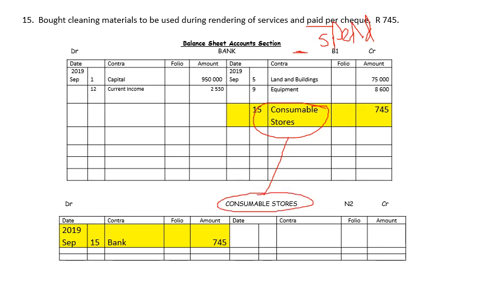The date, remember it is an expense. I'm just going to write EXP for expense. Expense increases on the debit side, decreases on the credit side. So consumable stores being an expense increases if we buy more consumable stores on the debit side of consumable stores. Double entry principle means every debit needs a credit. There is the credit inside the bank account, the debit in consumable stores.